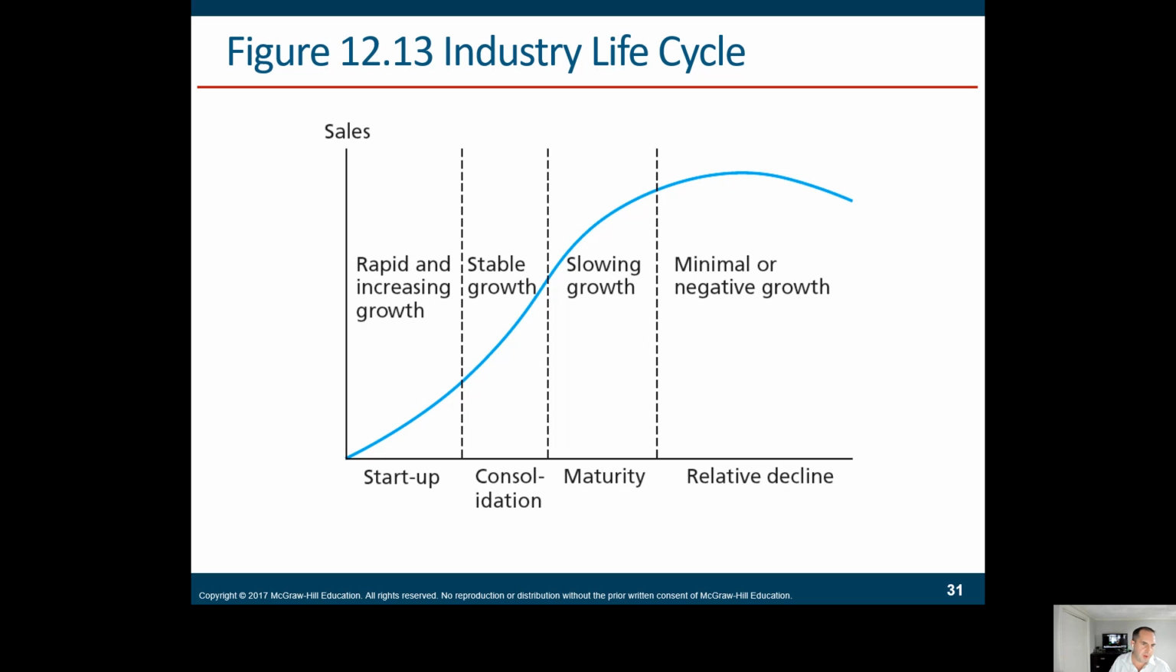And this is showing the industry growth cycle. And what happens towards the end with minimal negative growth, you see the industry is mature, the competition has become too tough, and then we start to compete on price. And when we compete on price, everyone starts to lose.